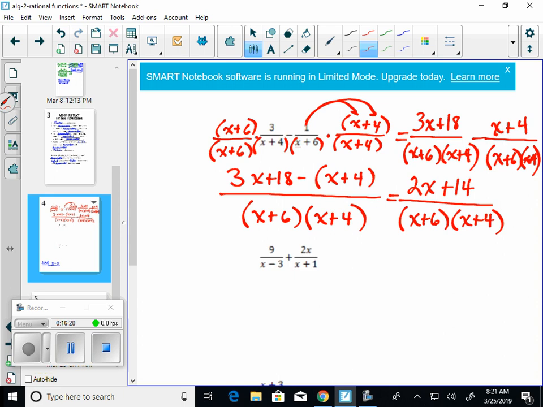Now, in the top, can I factor anything out? I could take out a 2. Let's see if that helps. Can I take out an x? No. So I've got a 2 on the outside. Now I'd have x plus 7, and that goes over x plus 6 times x plus 4.